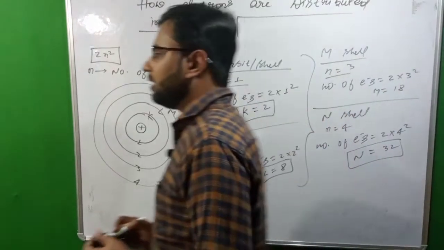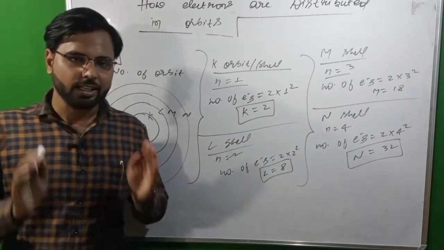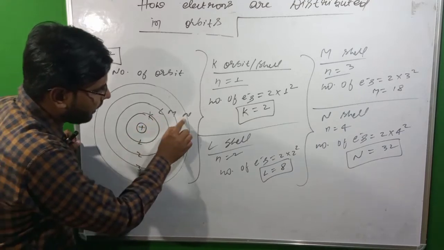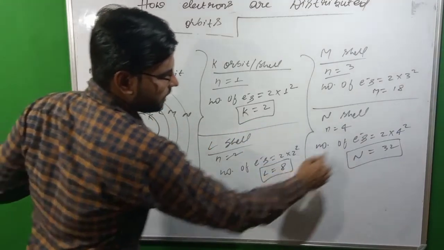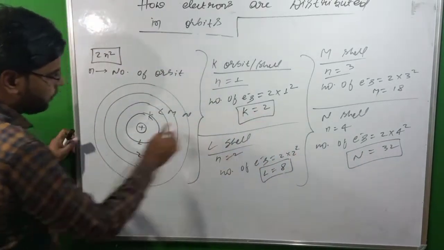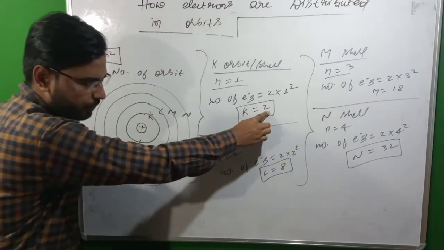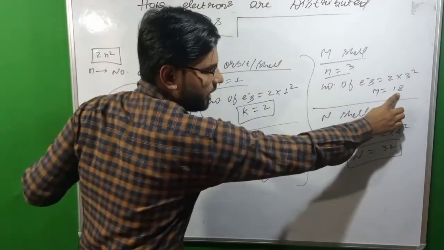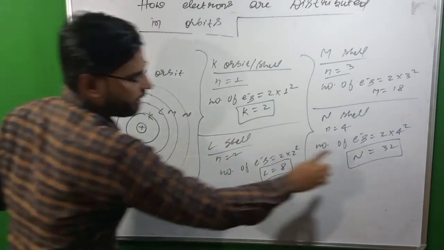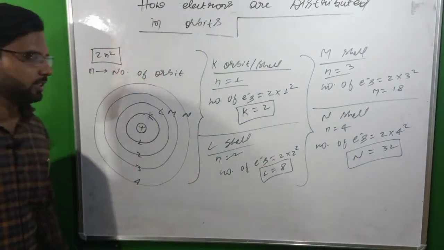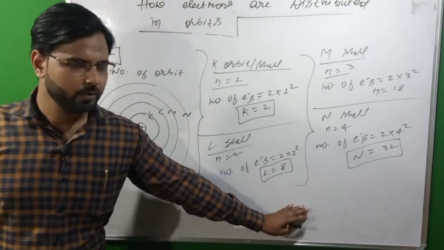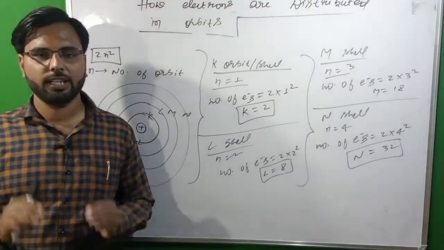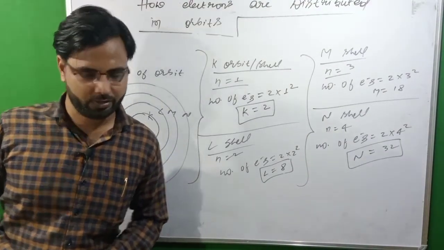So we can see here that it is not true that any orbit has any number of electrons. Every orbit K, L, M, N has different numbers of electrons, right? The K orbit has 2 electrons, the L orbit has 8 electrons, the M orbit has 18 electrons and the N orbit has 32 electrons, right? This is the concept I wanted to discuss today, and let us discuss another important point, how many electrons are present in the outermost orbit.